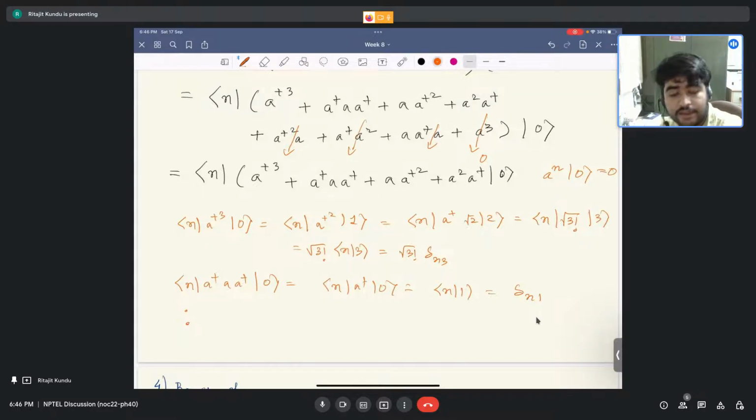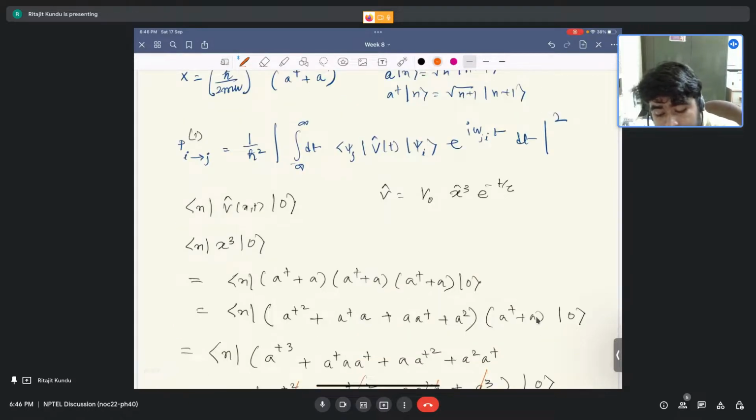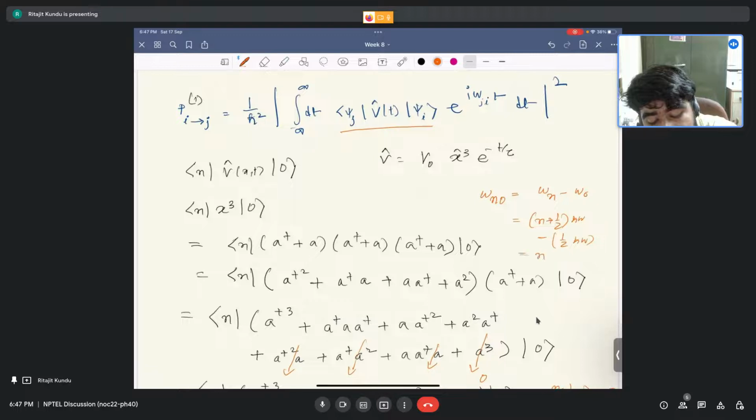Okay, so now when you are done with that calculation, so we have done this part, right? So now there is one part remaining, which is doing the integration of this quantity, right? So omega in this case is just omega n and 0. So omega n and 0 will be omega of n minus omega of 0. So n plus half h bar omega minus half h bar omega. So it becomes just n h bar omega. Okay, so this is the omega gi in our case.